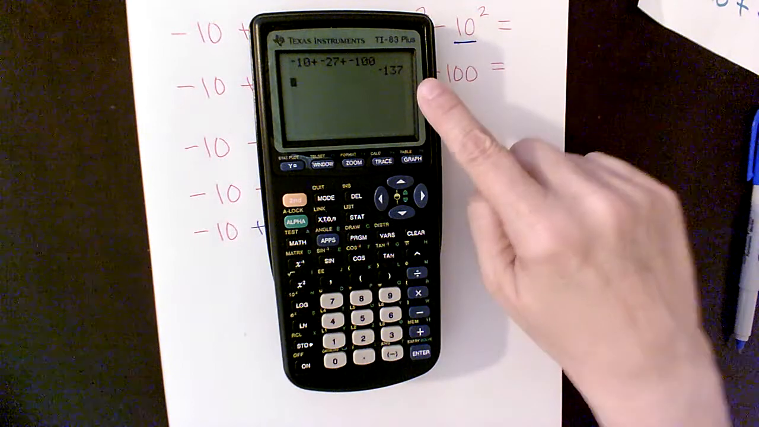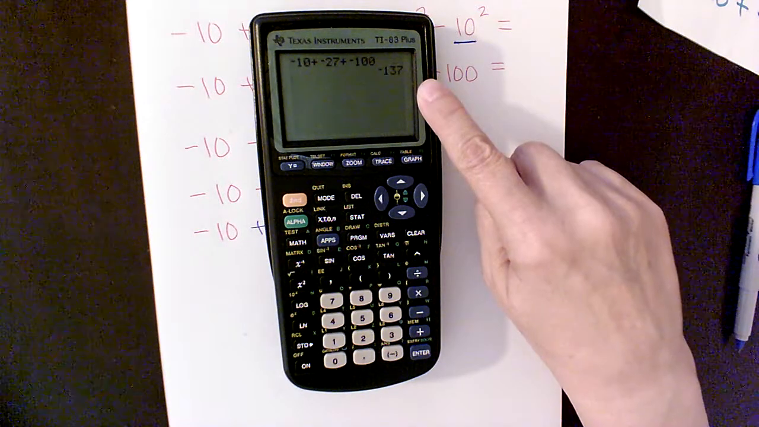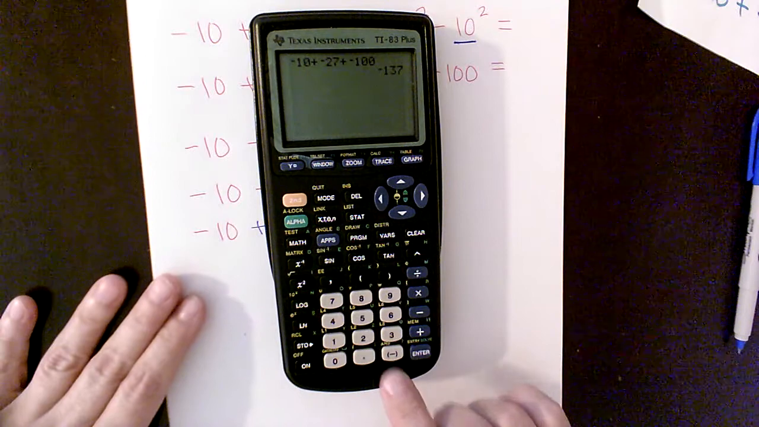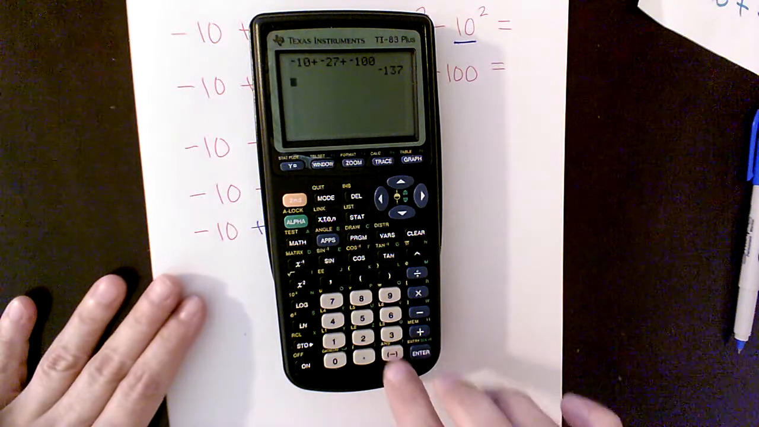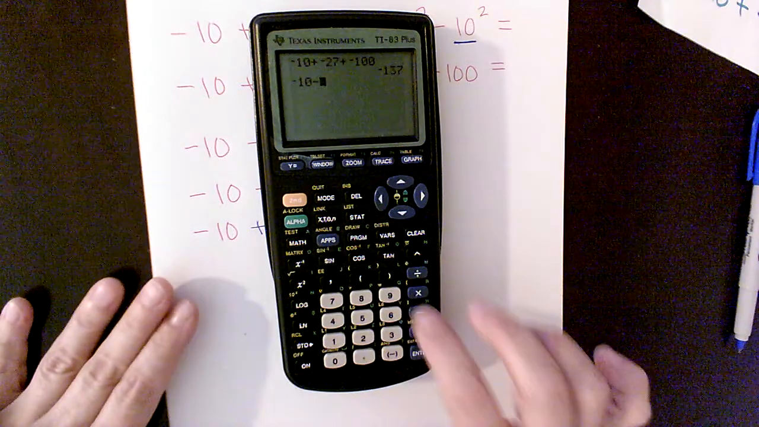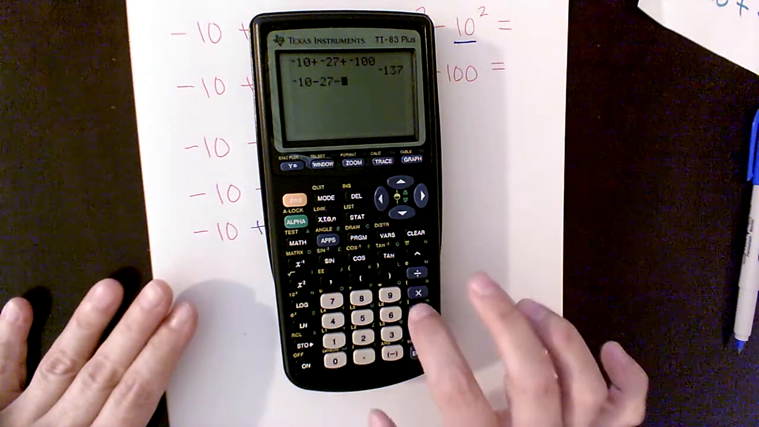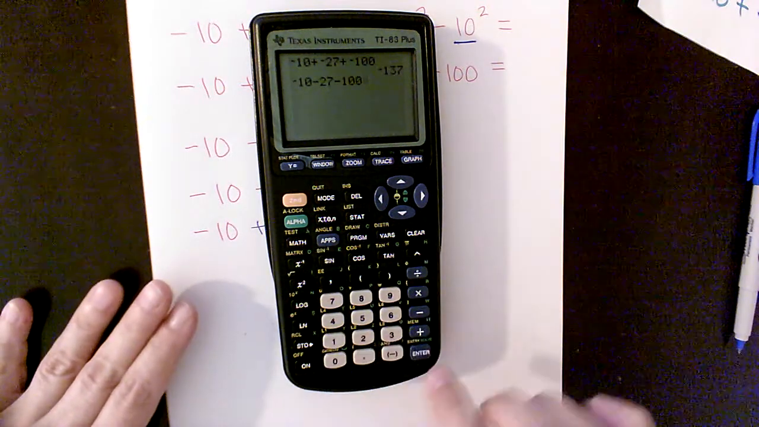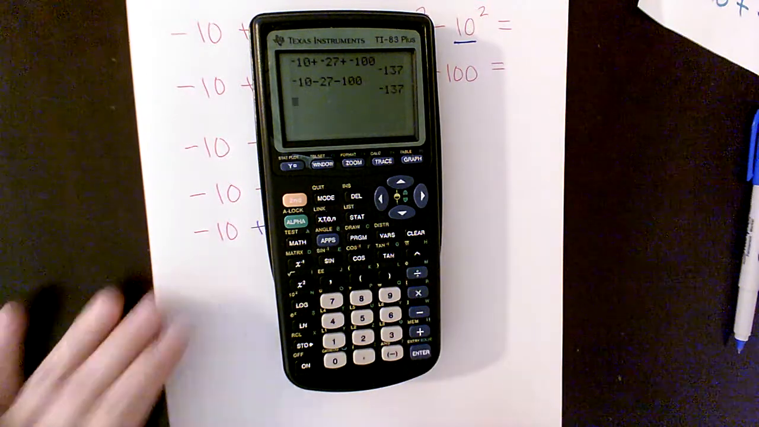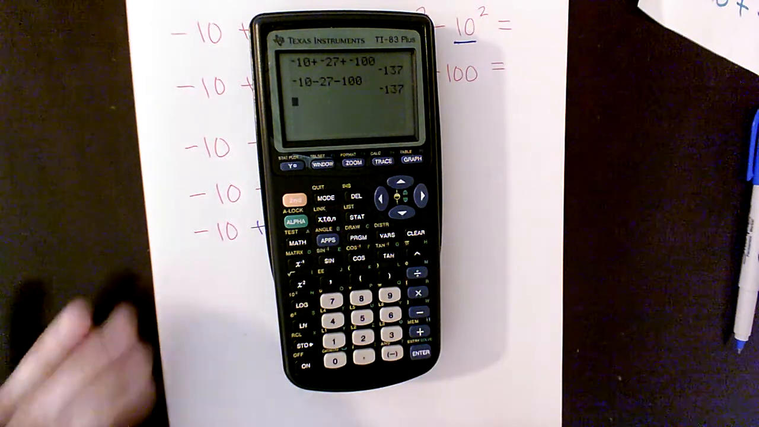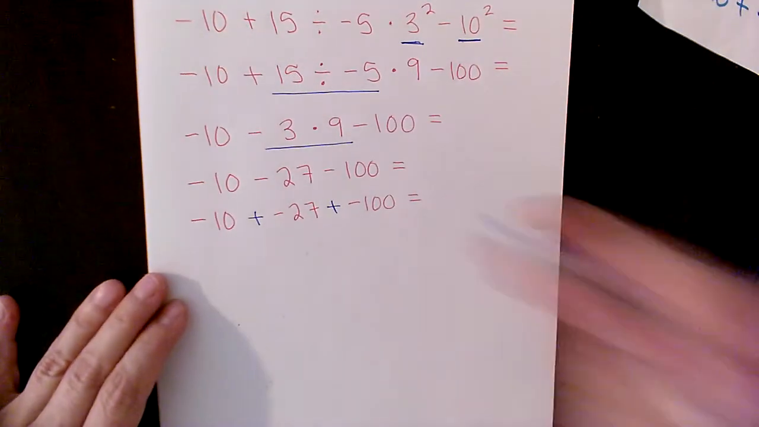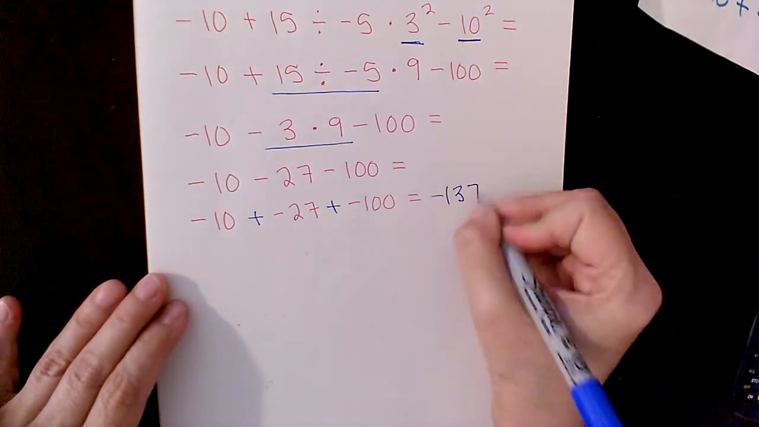Equals negative 137. So I just added all the negatives, or you could do negative 10 minus 27 minus 100. The minus is over here by the 6. And we're going to get the same answer. So my final answer is negative 137.